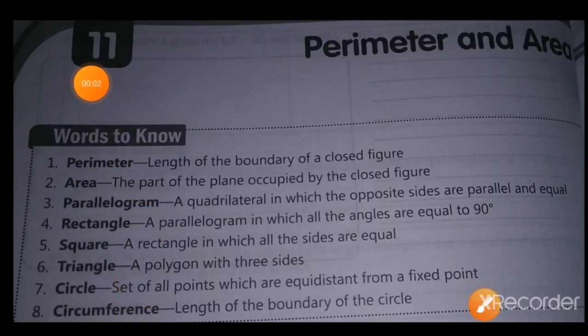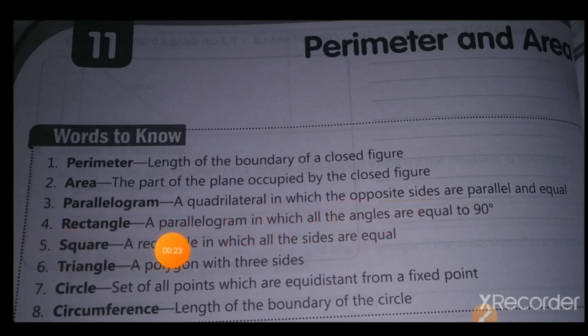Today we are going to start chapter 11, perimeter and area. Words to know: the first word is perimeter. The length of the boundary of a closed figure is called the perimeter of that figure, and the area is the part of a plane occupied by the closed figure. Parallelogram, a quadrilateral in which the opposite sides are parallel and equal.